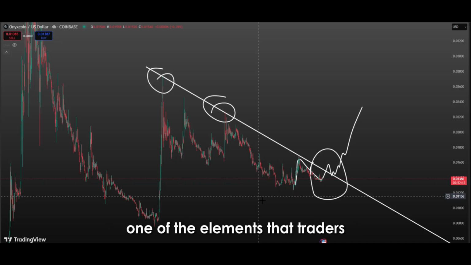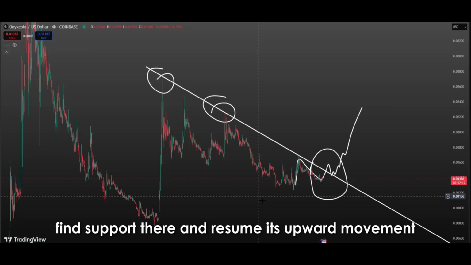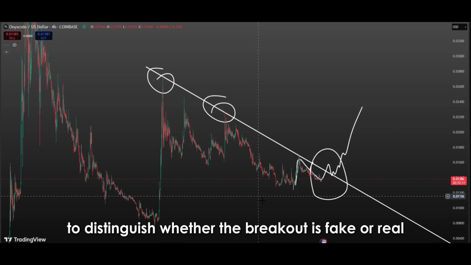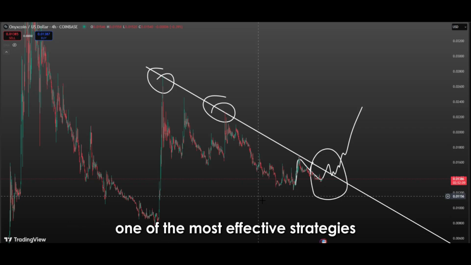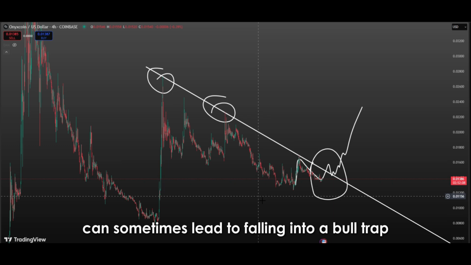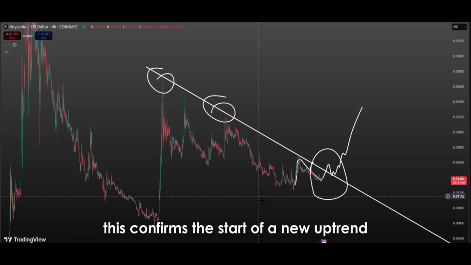One of the elements that traders pay the most attention to in this process is the retest after the breakout. That is, the price should go back to the falling trend line it broke, find support there and resume its upward movement. This retest is very important to distinguish whether the breakout is fake or real. One of the most effective strategies, especially on falling trend breakouts, is to enter the position after the retest. This is because rushing into a position during a breakout can sometimes lead to falling into a bull trap. However, if the price retraces and finds solid support at the broken trend line and reacts upwards, this confirms the start of a new uptrend.